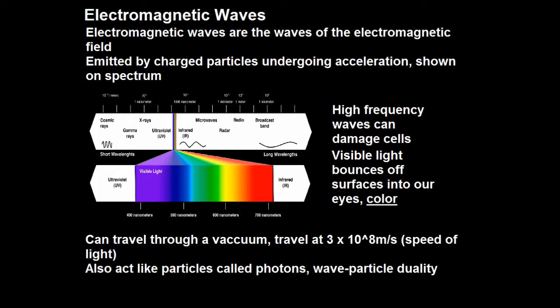There are 2 things to note here. First of all, high-frequency waves such as gamma rays can damage cells, hence why it's called gamma radiation. And visible light bounces off surfaces into our eyes, and this is what we perceive as color.